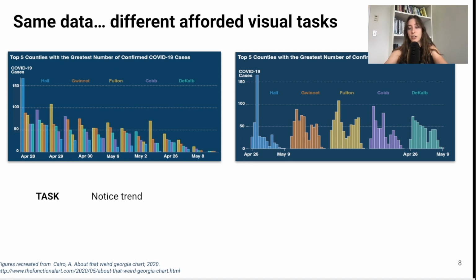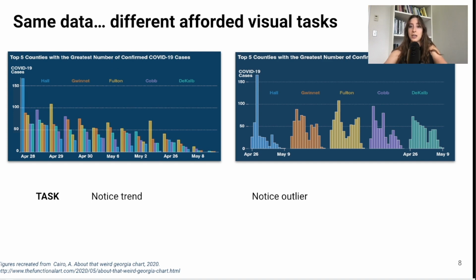You might have, for example, on this left-hand bar chart, noticed a decreasing trend, and in the right hand, noticed this outlier in blue under Hall. So these 2 tasks, again, very different despite the data being the same and encoded via the same channels.